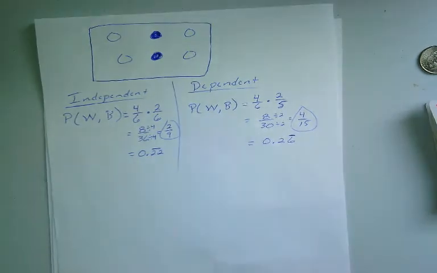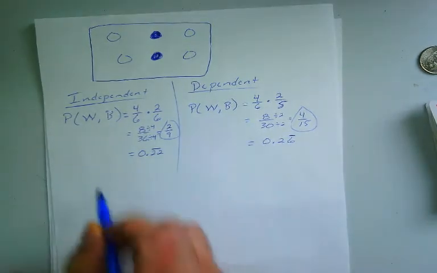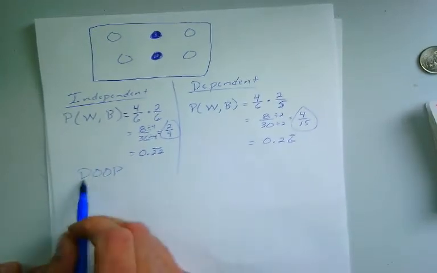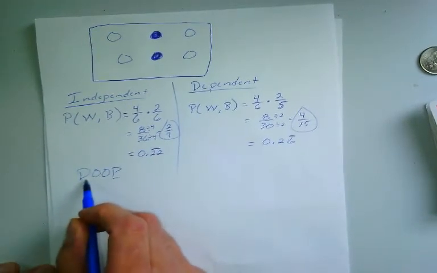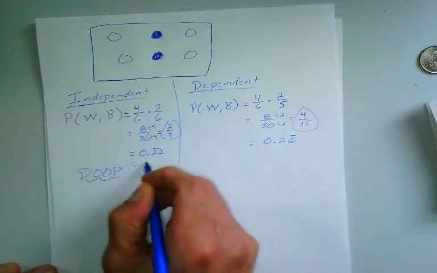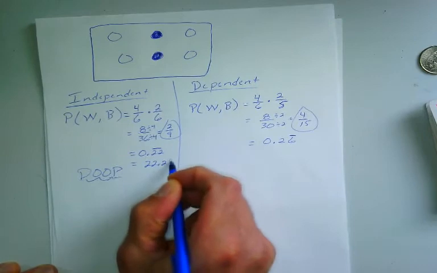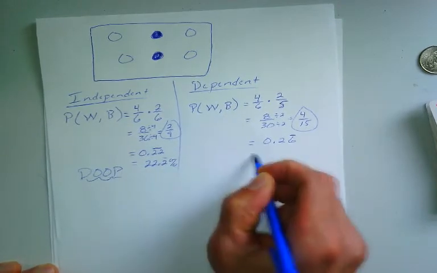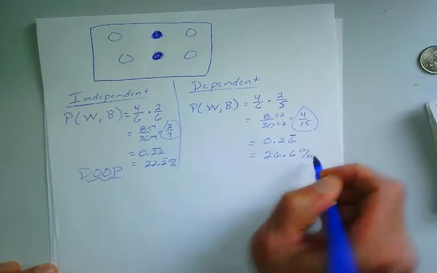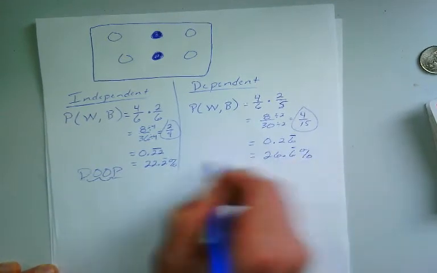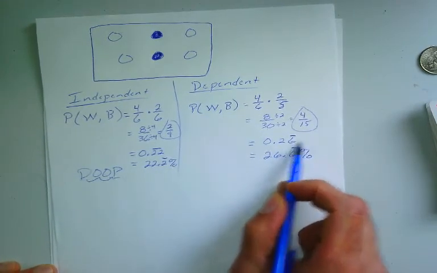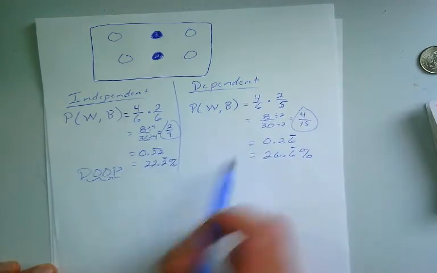We could also write these as percents. Don't forget your decimal-to-percent strategy: you move your decimal place over 2. So this would be 22.2%, and this would be 26.6%. I put that repeating bar because these are both repeating decimals where that 6 goes forever, these 2's go forever.